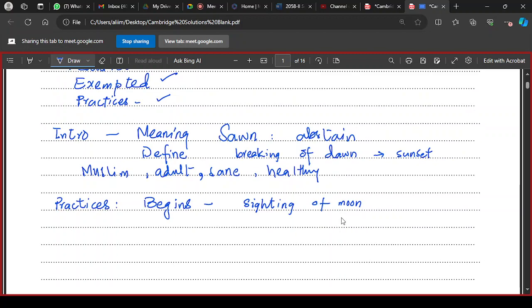This is the practice of Muslims, that they start observing the fast with the sighting of the moon. The month begins with the sighting of the moon. This is the practice amongst the Muslims.